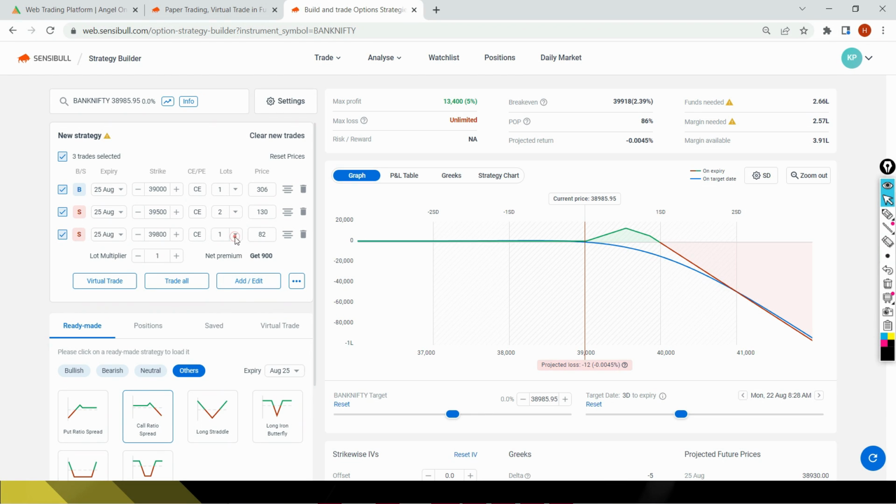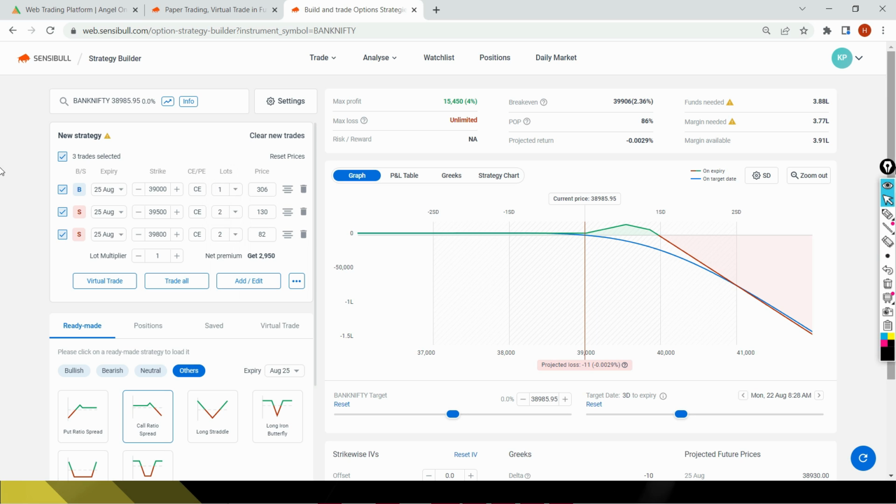Let me show you. If I increase it to 2, definitely your capital has increased drastically, but your loss has turned into profit. From a loss of 1,500 we made our profit 3,000 by just getting this extra sell. But the question is, we do not have the capital. Let me get it back to 1.